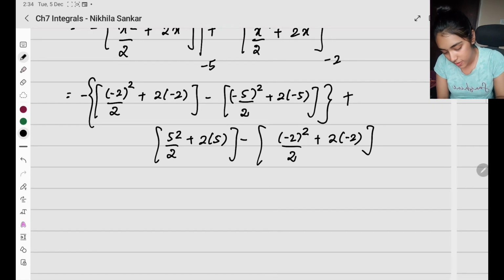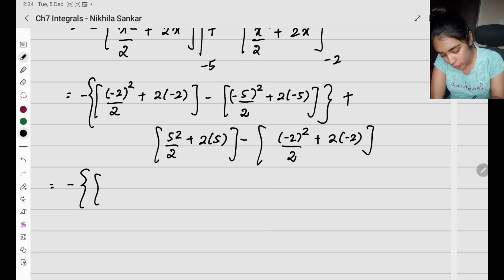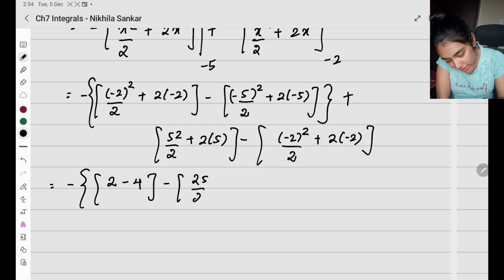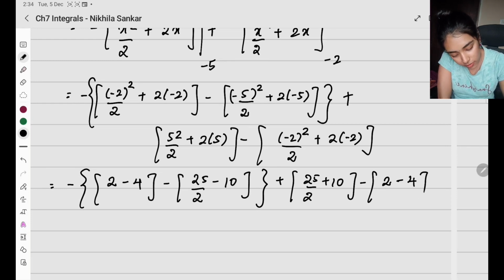So when I solve this, what do I have? Minus open bracket. In the first bracket I have minus 2 the whole square, 4. 4 by 2 is going to be 2, minus 2 2s are 4. So this is my first bracket, minus. In the place of minus 5 the whole square is 25. So 25 divided by 2 minus 10. First bracket plus, now what is in this bracket? 25 divided by 2 plus 10, minus 2 square by 2 which is going to be 4 by 2 which is 2, minus 2 2s are 4.